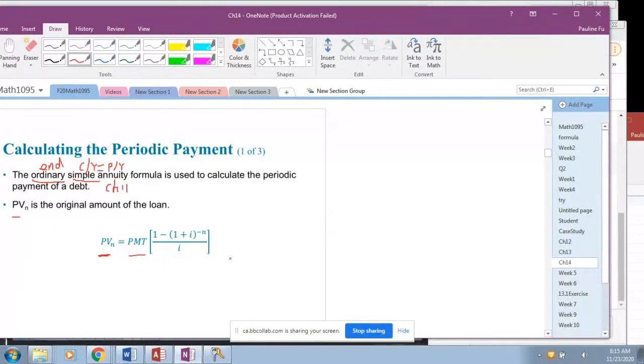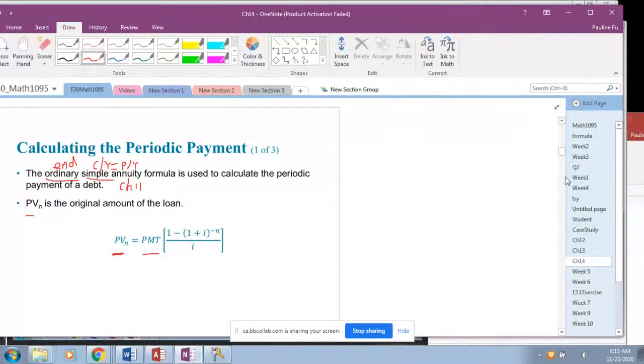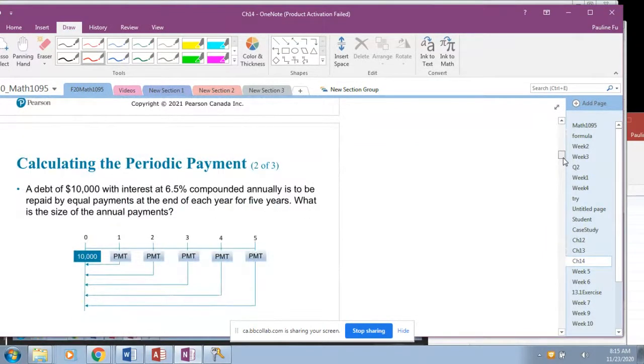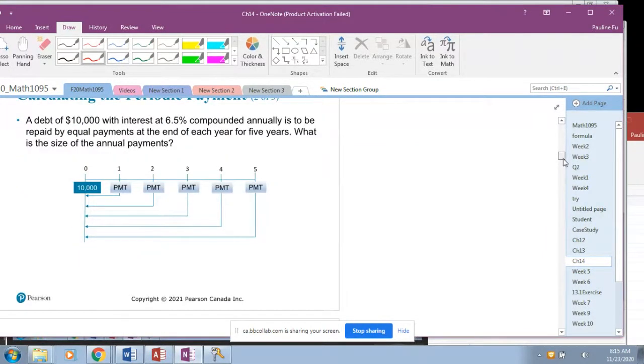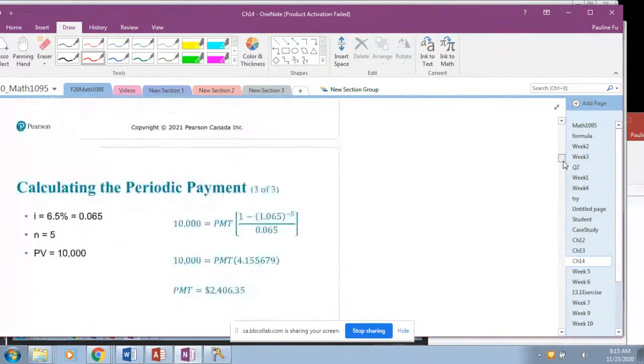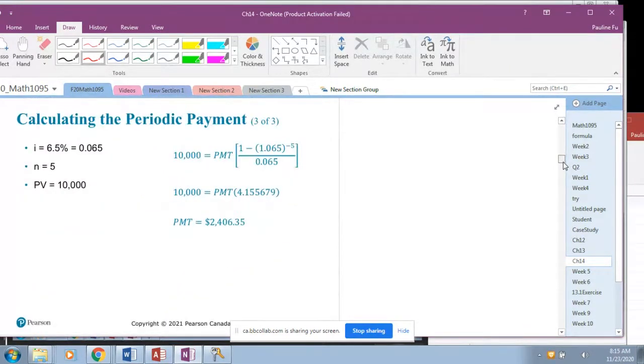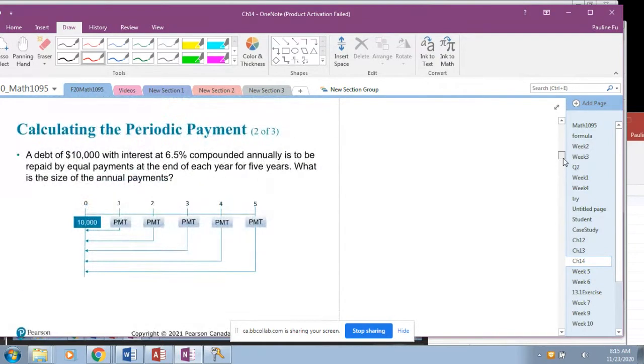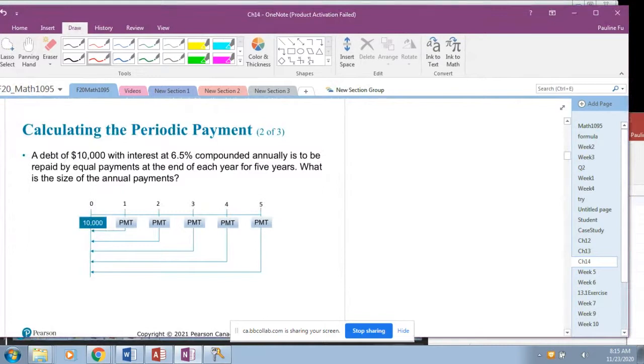Okay. PV equals PMT times this bracket. I is the periodic interest, N is the term. So based on this formula, we can figure out the PMT. For example, let's take this example.